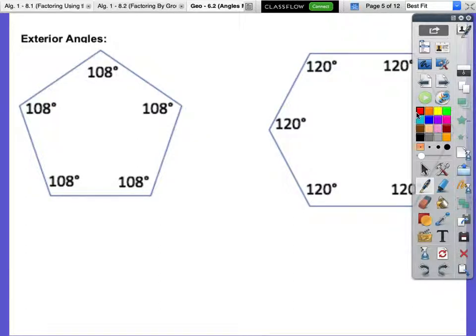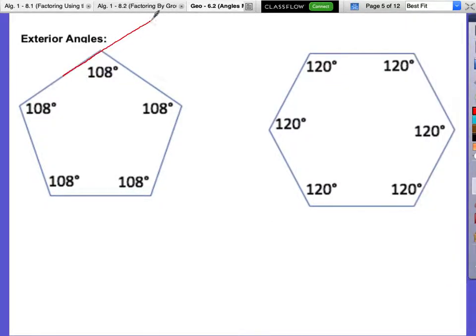So if I have a straight edge right now, and I continue on this side, what would this angle be? It's 72. How did you get 72? Because these form a linear pair, so we take 108 away from 180 and get 72 degrees.